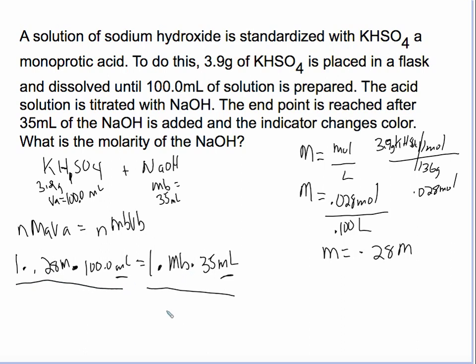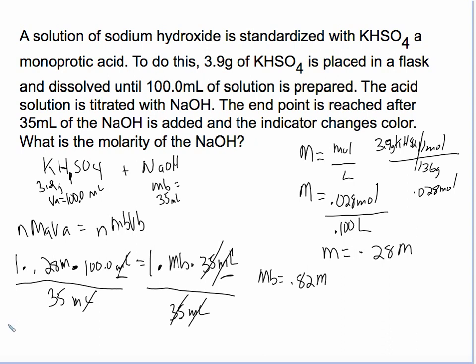Now we're going to divide both sides by everything on the molarity base side, which would be 1 times 35 milliliters. We've got to divide both sides by that. Then we take 1 times 0.28 times 100 divided by 35, and that's going to end up giving you that the molarity of the base is going to equal 0.82 molar, I believe, if I did it right. 0.82 molar.